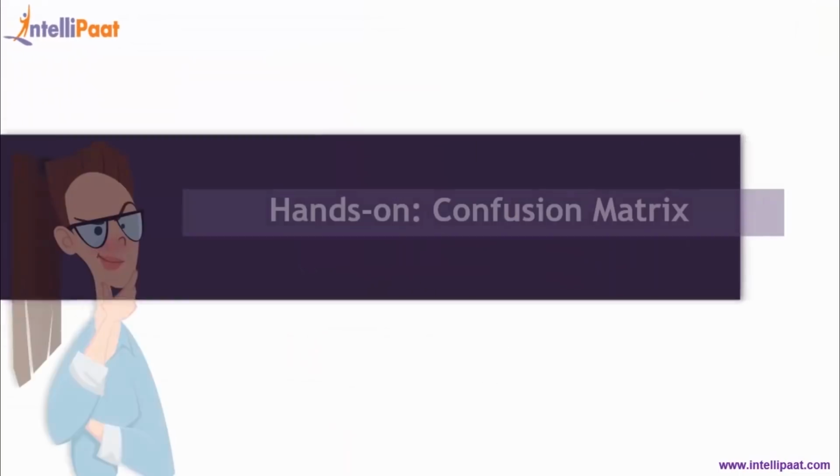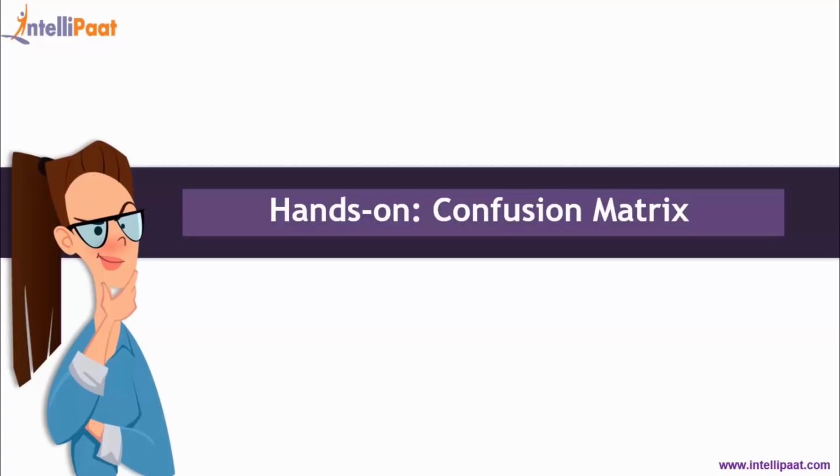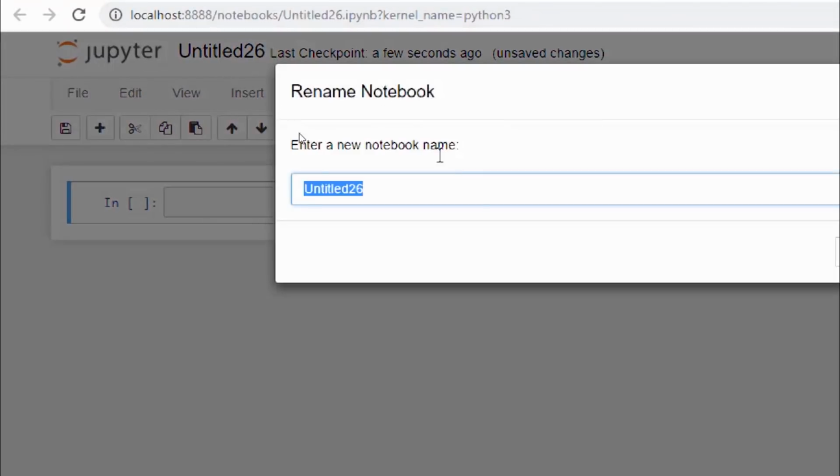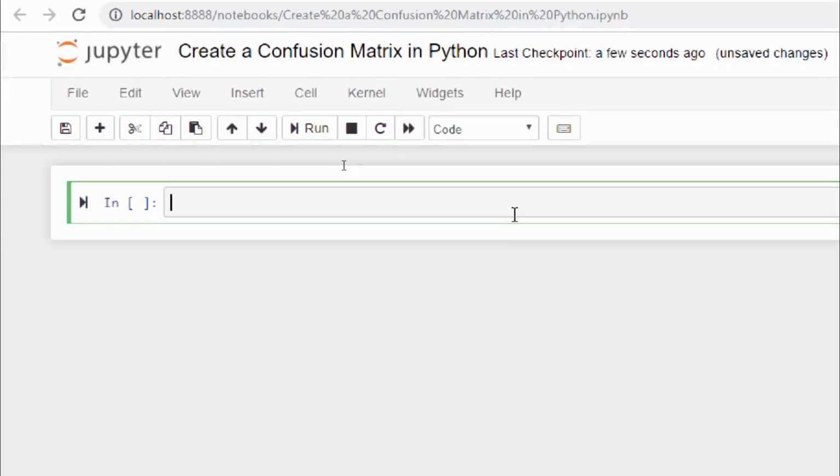So let's move ahead. Now let me show you in my Jupyter notebook how you can create a confusion matrix. Let me open my Jupyter notebook. So this is my Jupyter notebook, and what we are going to do is create a confusion matrix in Python. The very first thing that I'll be doing up here is importing the required libraries. So from sklearn.metrics, I'll be importing confusion_matrix.